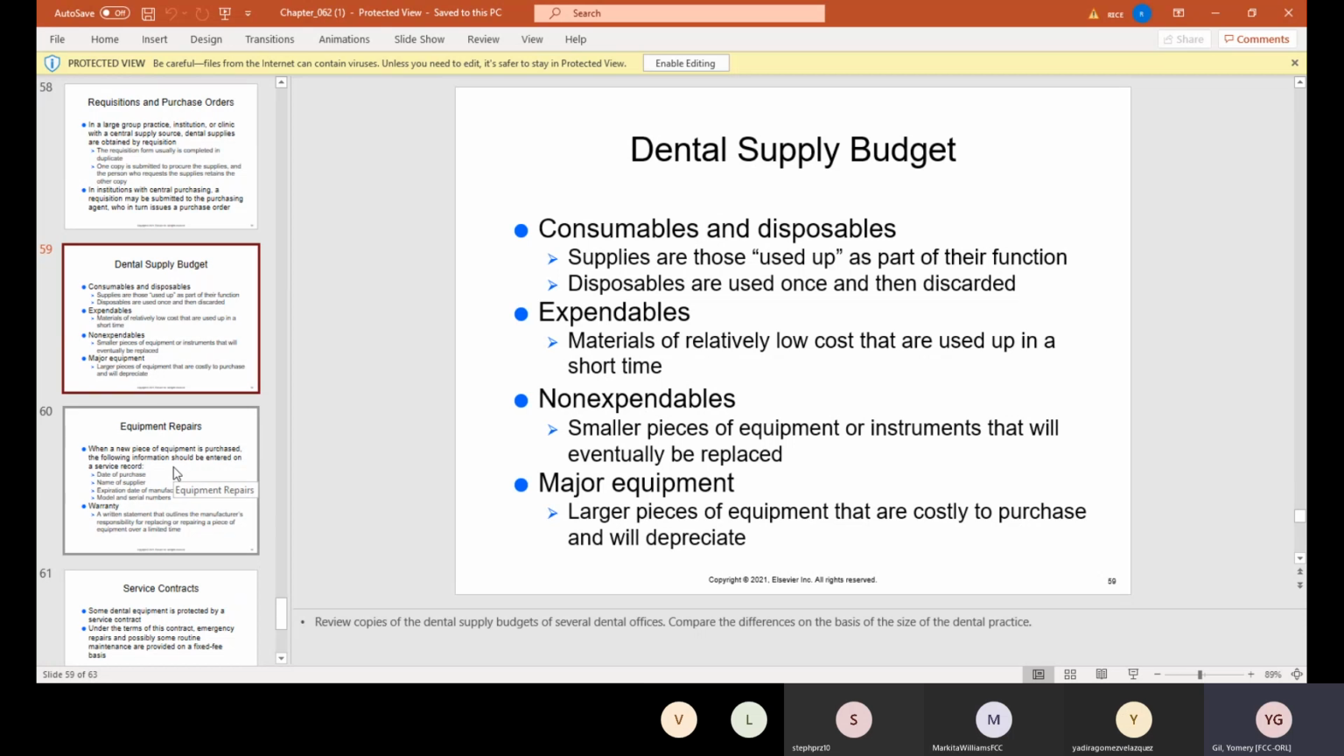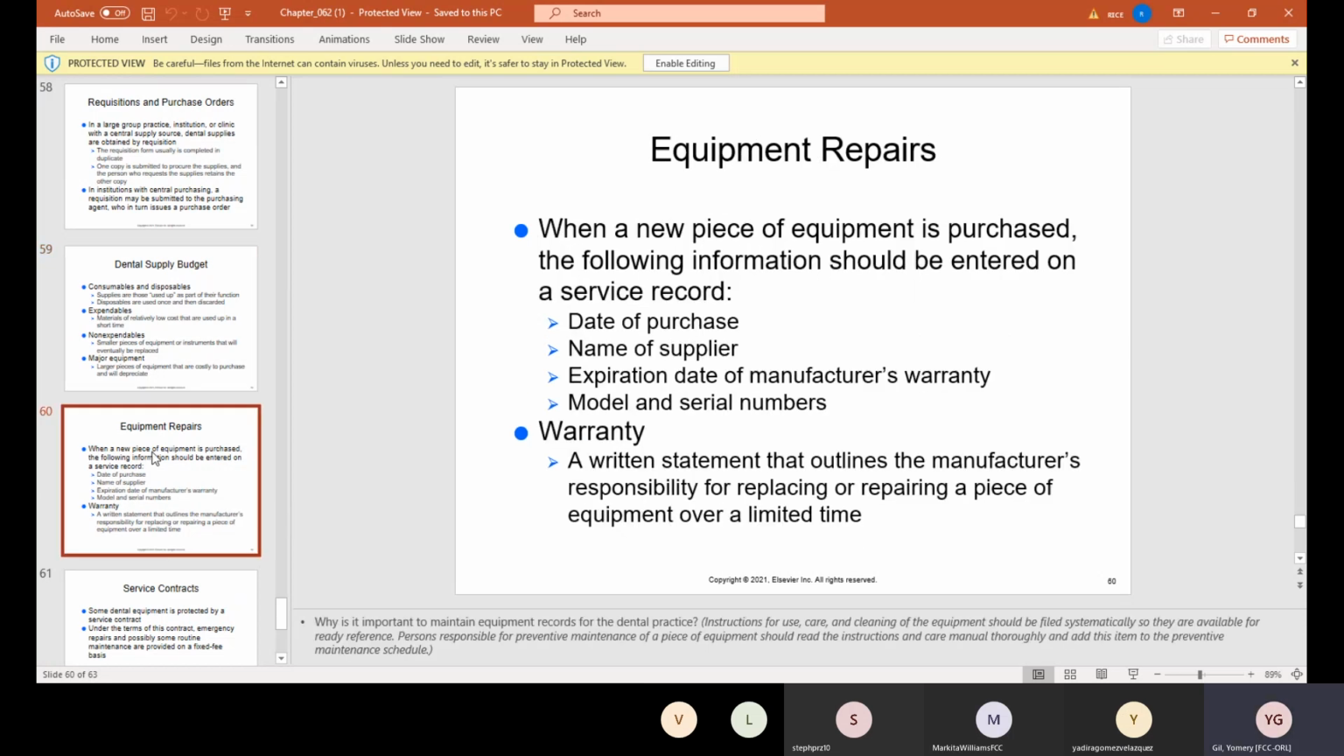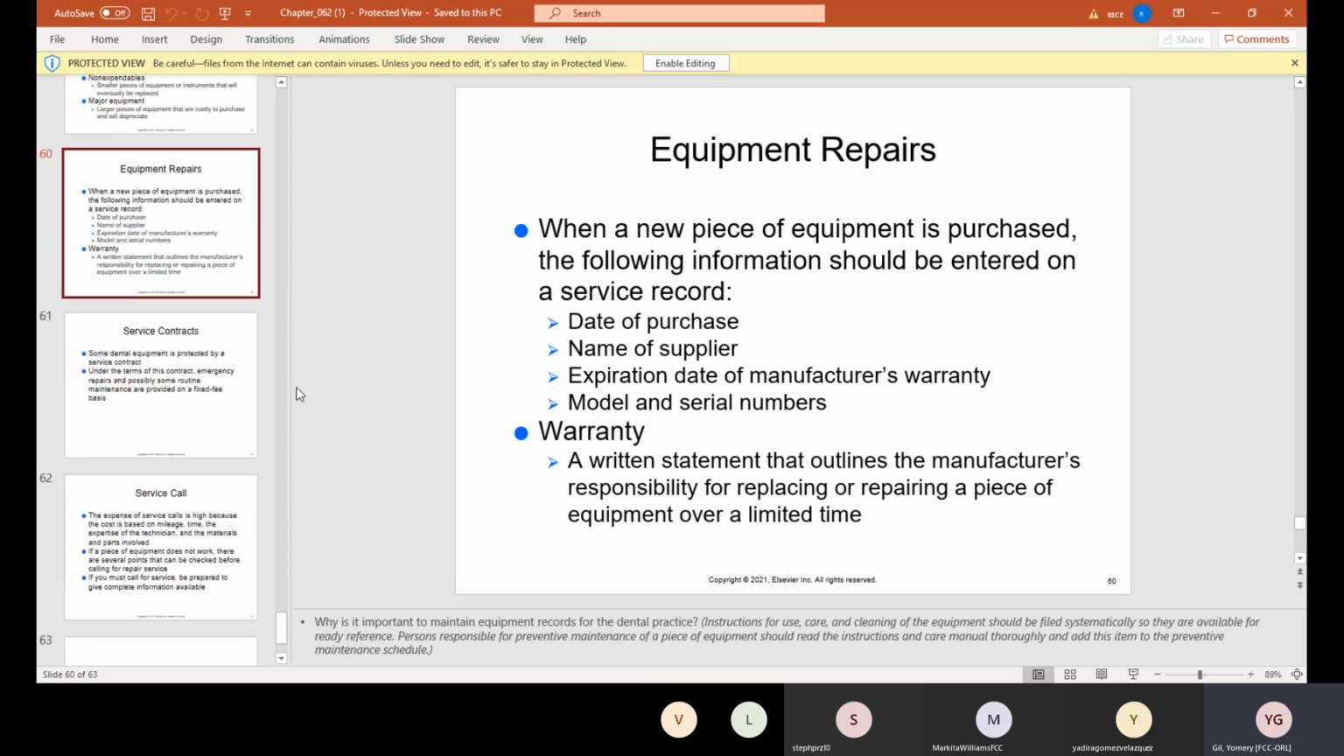If your office has digital X-rays, that stuff is major equipment, is expensive. Equipment repairs. When a new piece of equipment is purchased, the following information should be entered on a service record: the date of the purchase, the name of the supplier, expiration date of manufacturer's warranty, model, and serial numbers.